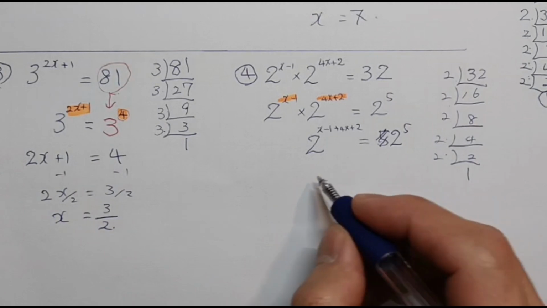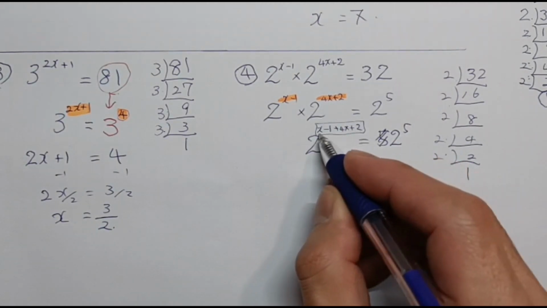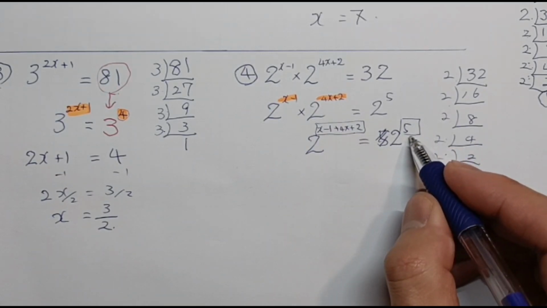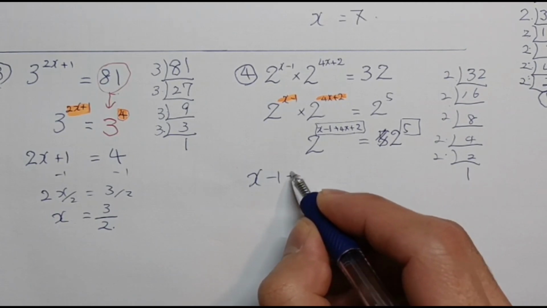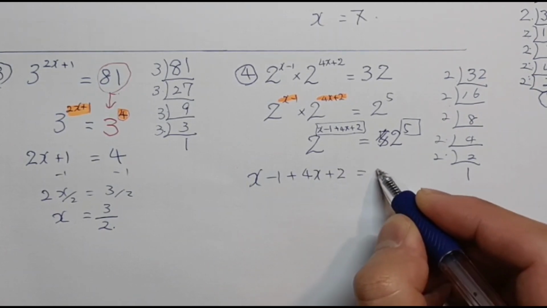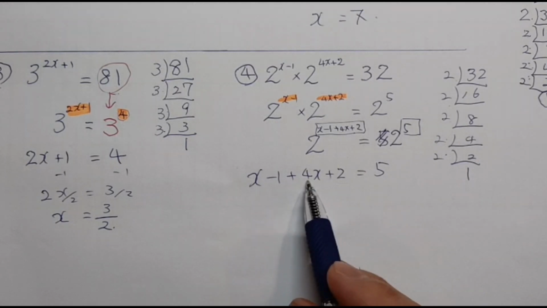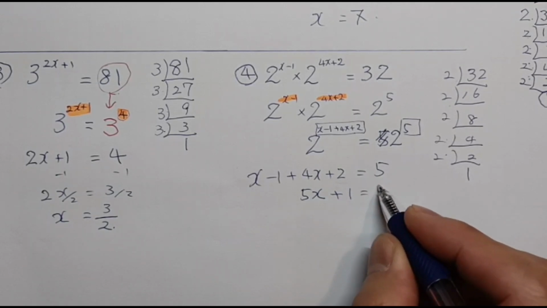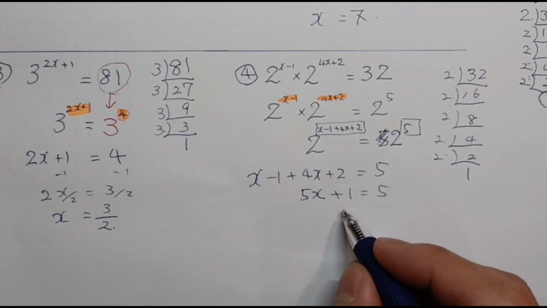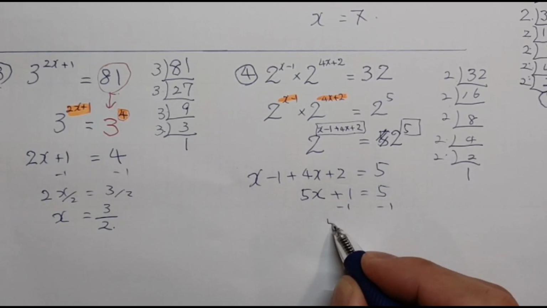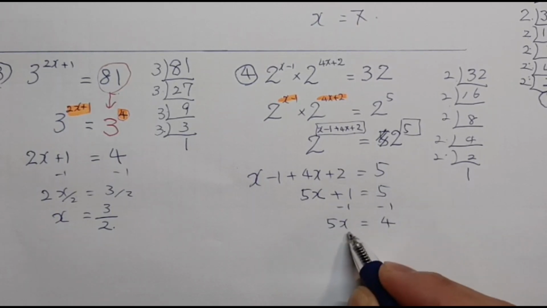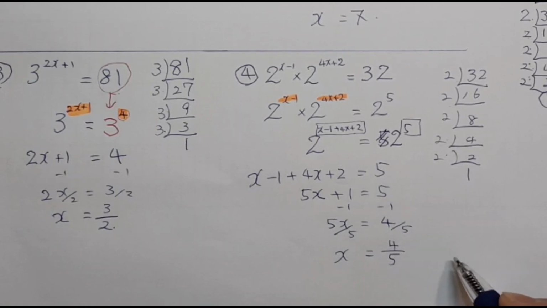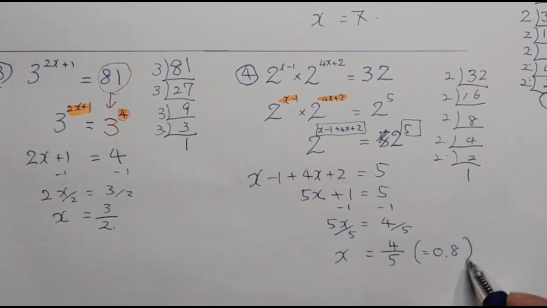Okay? So let's focus on here and here. The value of here is exactly the same as here, isn't it? Which means x minus 1 plus 4x plus 2 equals 5. You add the like terms together. Negative 1 plus 2 is 1, equals 5. Right? Then you take away 1, 5x equals 4. Divided by 5, x equals 4 over 5. Of course, you can write 0.8 as well.